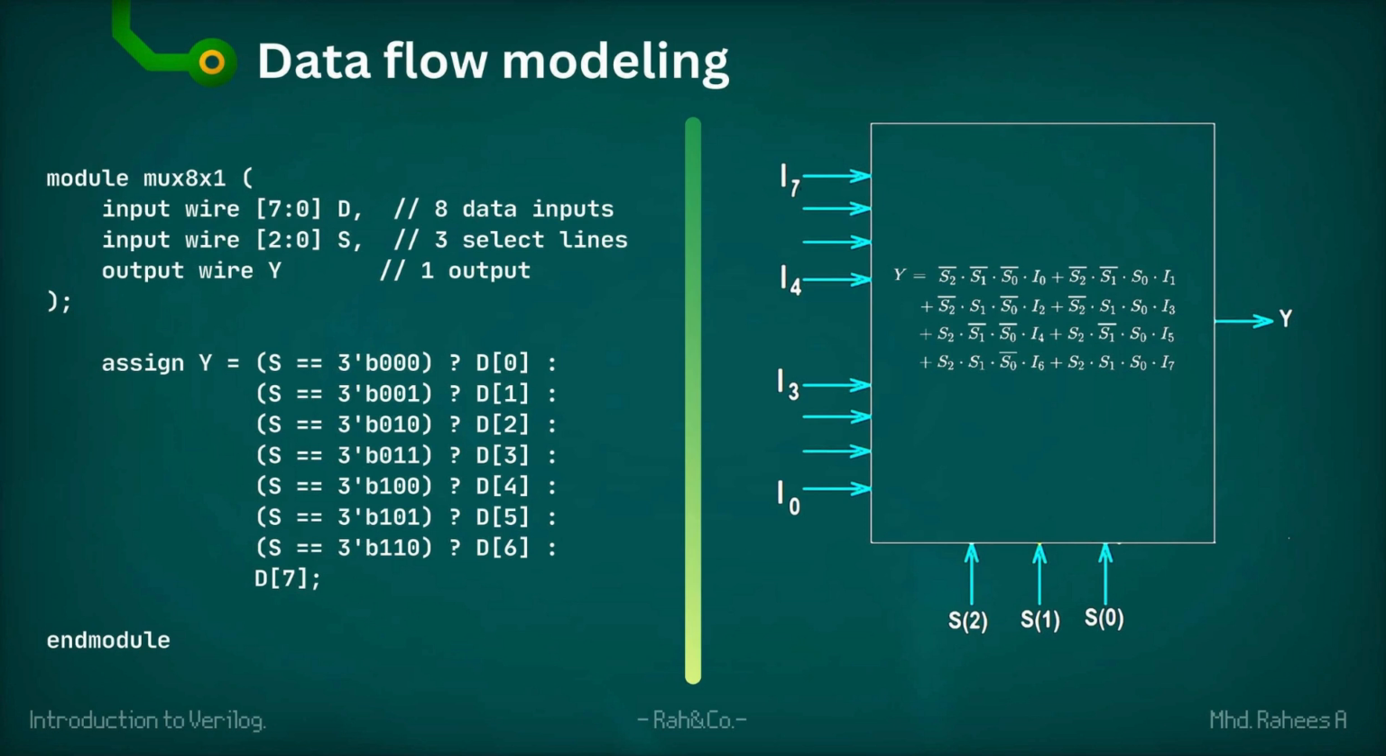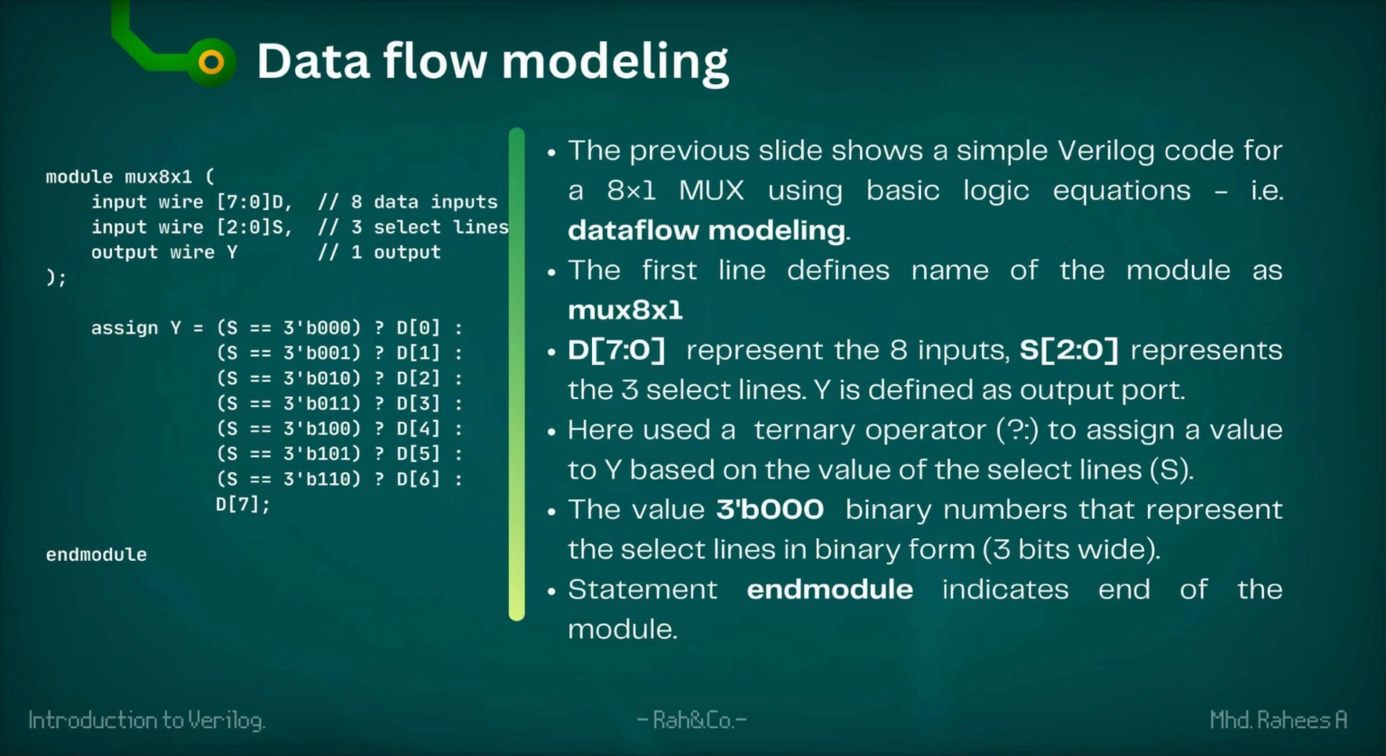First, we are going to discuss data flow modeling. In this slide, I have shown the Verilog code for an 8x1 multiplexer along with its block diagram. The Verilog code for the multiplexer is modeled using the basic logical output equation of the 8x1 multiplexer. This style of modeling is called data flow modeling. The first line defines the name of the module as mux 8x1. D[7:0] represents the 8 inputs, S[2:0] represents the 3 select lines, and Y is defined as the output port.